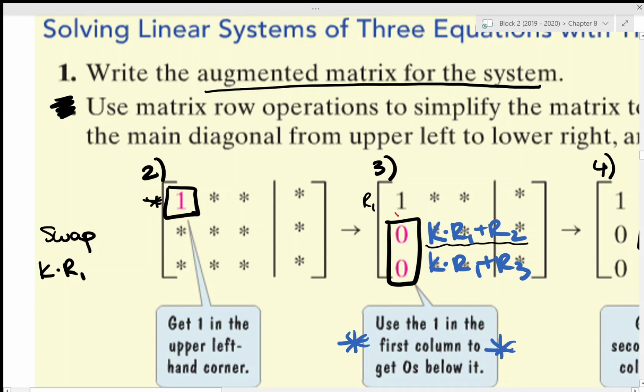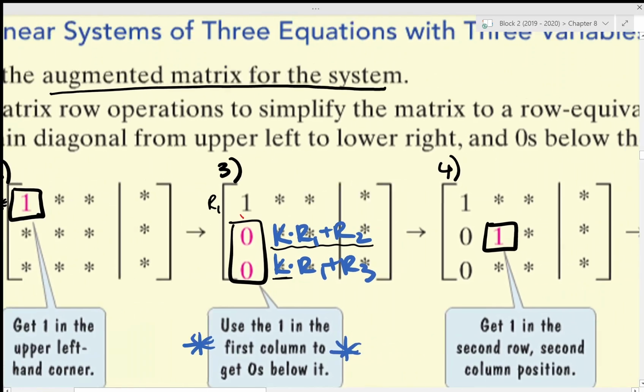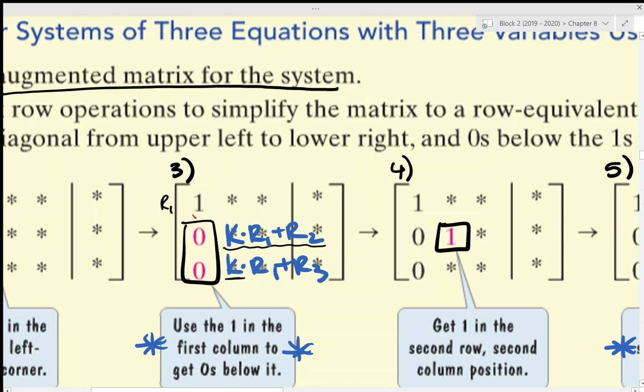Same with row 3. I'm going to take something from row 1, multiply it by a constant to make that match, and then add them. So I get the 1 up top, then zeros below. Now that I got that perfect first column, I'm going to ignore that first row now, because if I mess with row 1 anymore, it could change that column. So I'm now just going to work on getting a 1 in row 2.